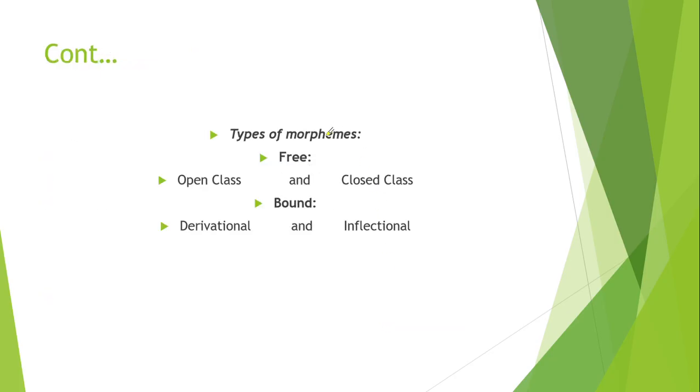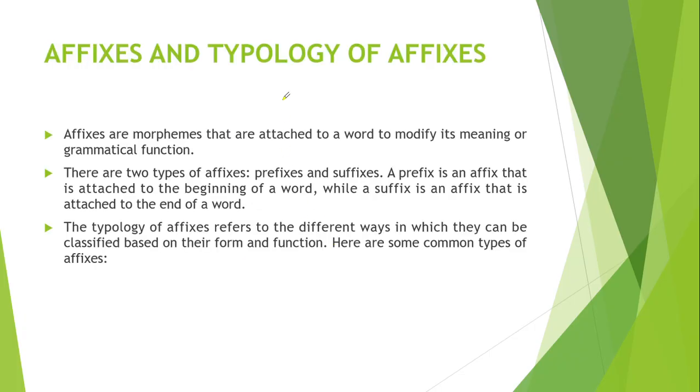Types of morphemes: free morpheme, which has an open class and closed class, while bound morpheme has derivational and inflectional. Affixes and typology of affixes. Affixes are the morphemes that are attached to a word to modify its meaning or grammatical function. There are two types of affixes: prefixes and suffixes. A prefix is an affix that is attached to the beginning of the word, while a suffix is an affix that is attached to the end of the word.